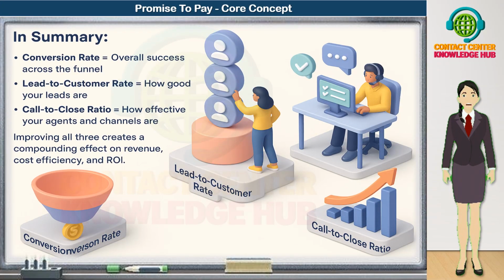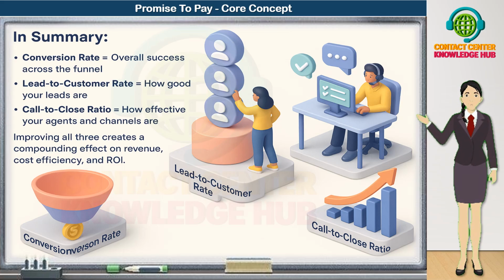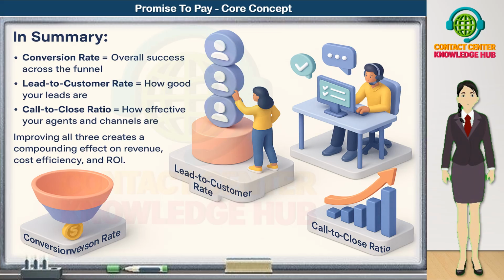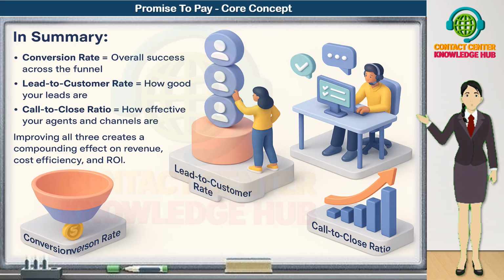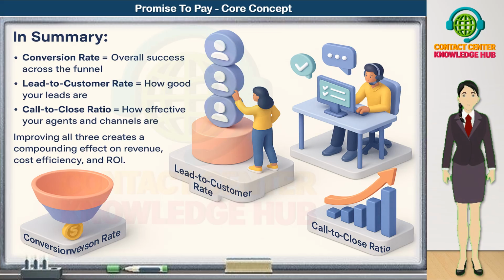Let's wrap this up with a quick summary. Conversion rate represents your overall success across the funnel, from the very first lead all the way to the final outcome. Lead-to-customer rate tells you how good your leads are and how effectively you're turning those leads into paying customers. Call-to-close ratio reveals how effective your agents and channels are at converting conversations into actual results.